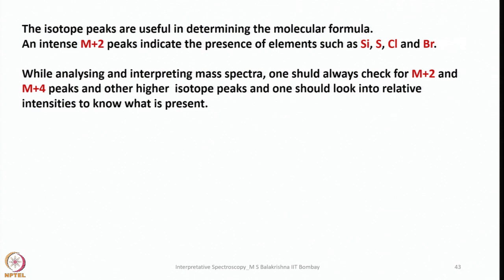So an intense M plus 2 peak indicates the presence of elements such as sulfur, silicon, chlorine and bromine. So that means in our sample, when we are subjecting to mass analysis, if we have silicon, sulfur, chlorine and bromine, we will see an intense peak due to the M plus 2 unit. So while analyzing and interpreting mass spectra, one should always check for M plus 2 and M plus 4 peaks and other higher isotope peaks as well. And one should look into relative intensities to know whether that is present or not.